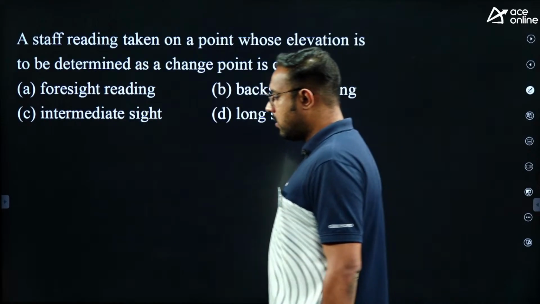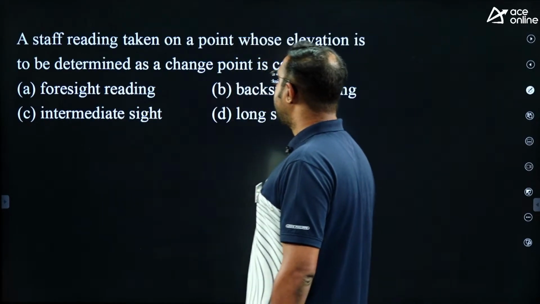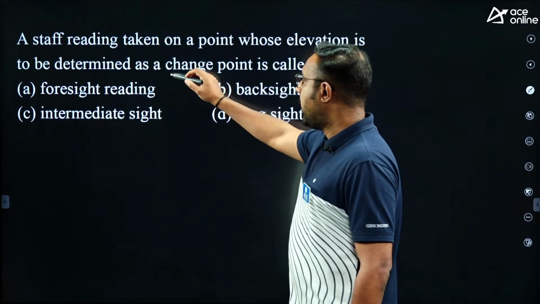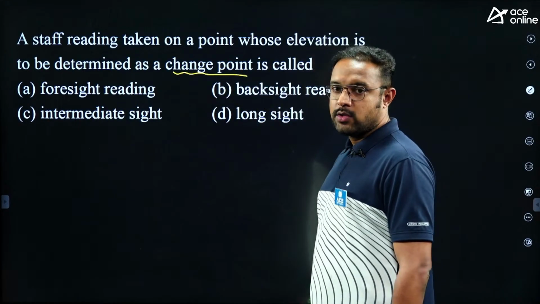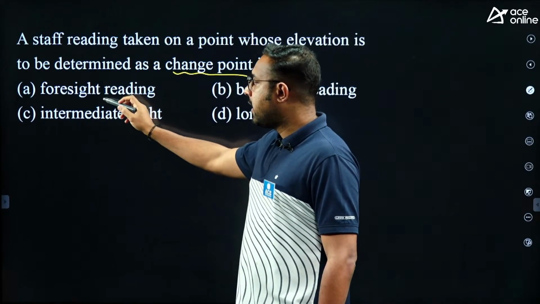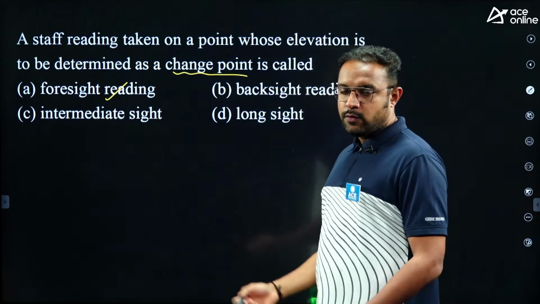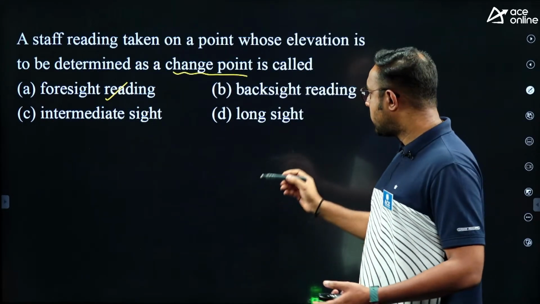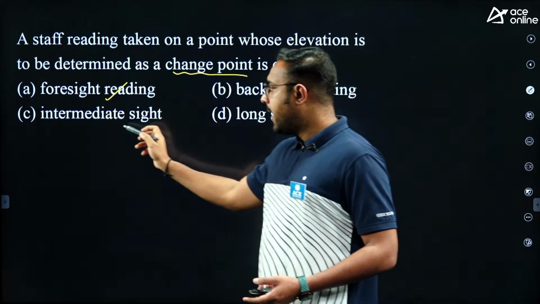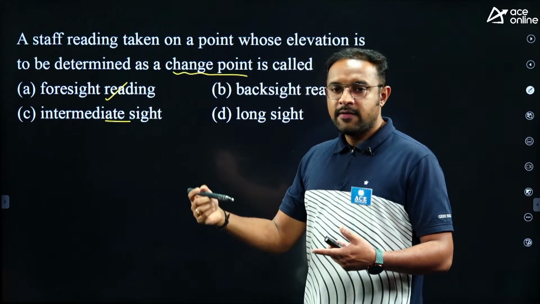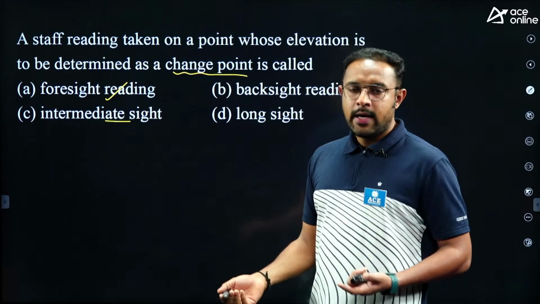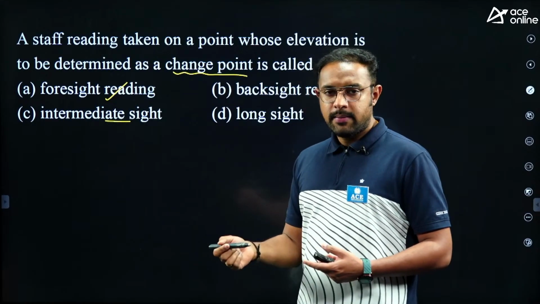Please look at this. A staff reading taken on a point whose elevation is to be determined, written as a change point, is called what? Right. It is called a foresight reading. So a foresight reading is also an intermediate sight reading. What is an intermediate sight reading? You see, intermediate sight readings are staff readings upon unknown elevations. That is what we call the intermediate sight.